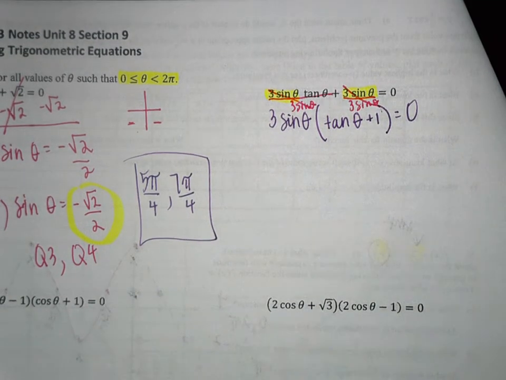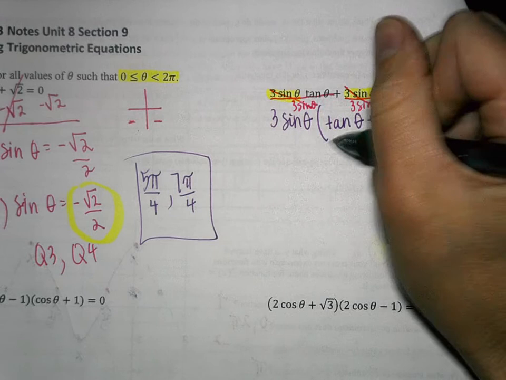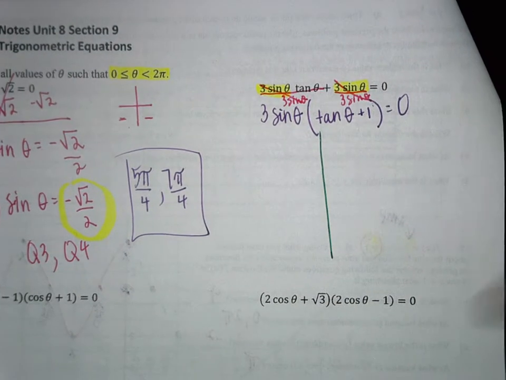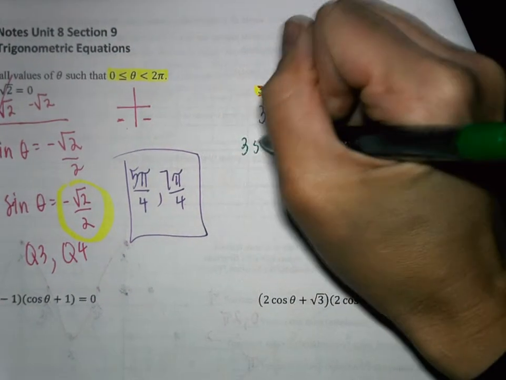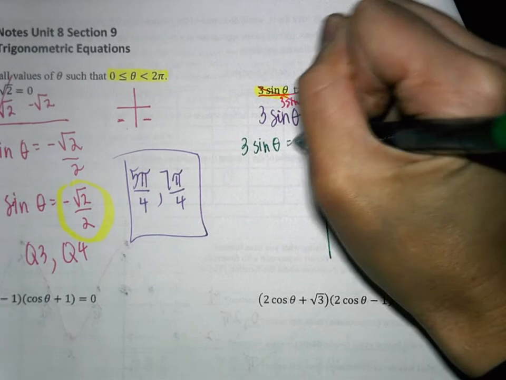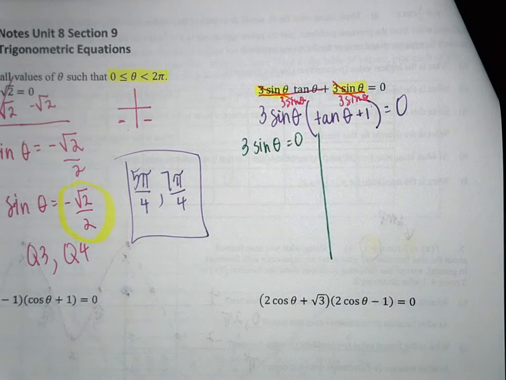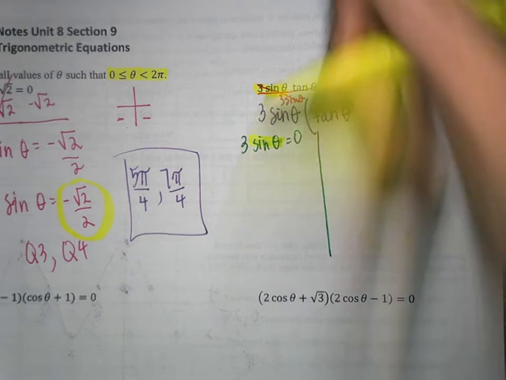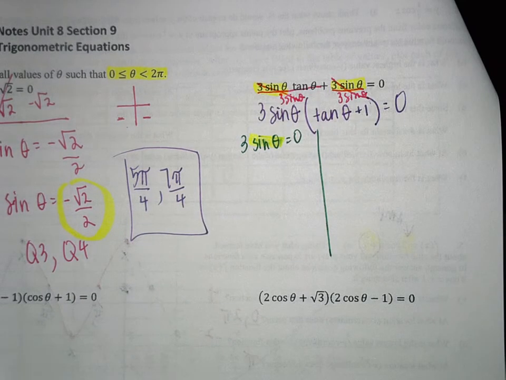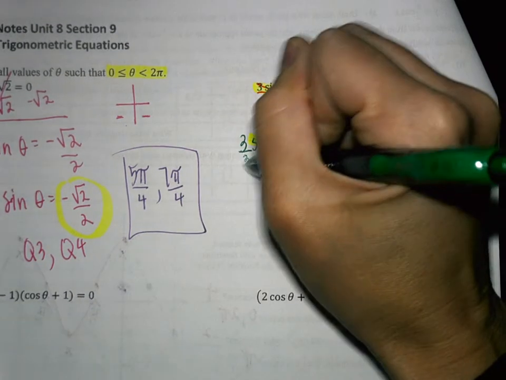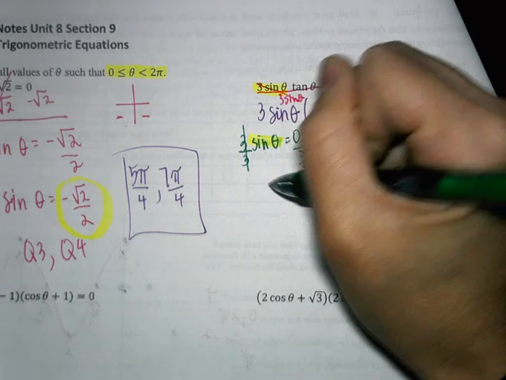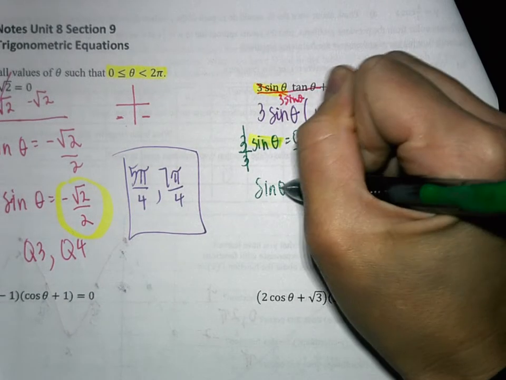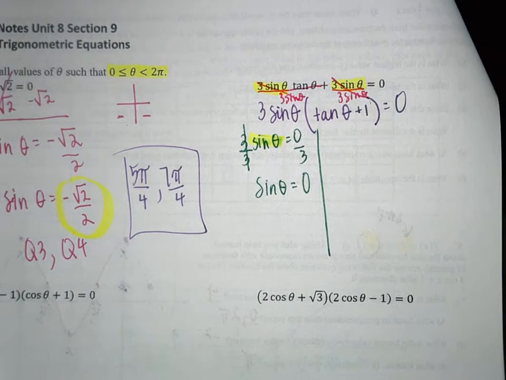So all we did was take out a GCF. Okay, and then now we have these two factors, and we're just going to set both of them equal to 0 and solve. So here I have 3 sine theta equals 0. I want to solve to get sine of theta by itself. And in order to do that, I would divide by 3 to both sides. And I end up with sine of theta equals 0.